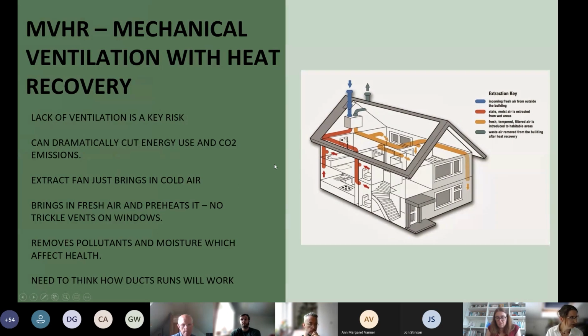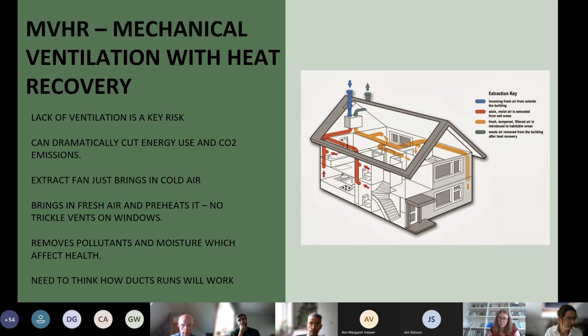So lastly, just on MVHR, along with moisture movement, ventilation is a key risk, I think, in Enerphit projects and any retrofit projects, which is why Enerphit requires the use of an MVHR system. And this also dramatically cuts energy use and carbon dioxide emissions. I think it's pretty much a no-brainer that extract fans just bring in cold air, so they're not very sustainable. Whereas an MVHR system brings in fresh air and preheats it using the warm exhaust air that's being extracted.